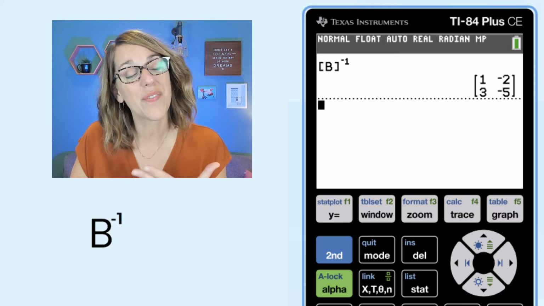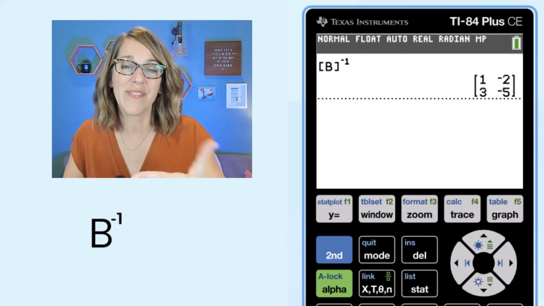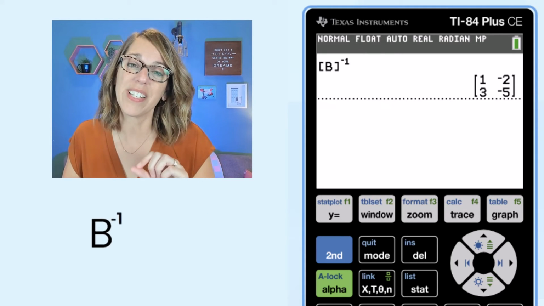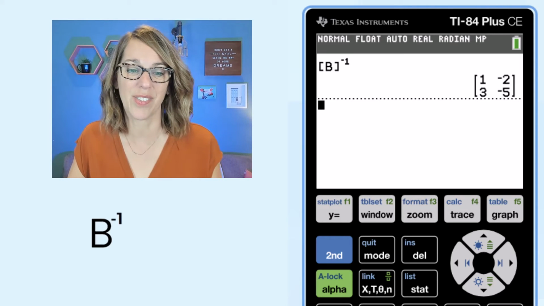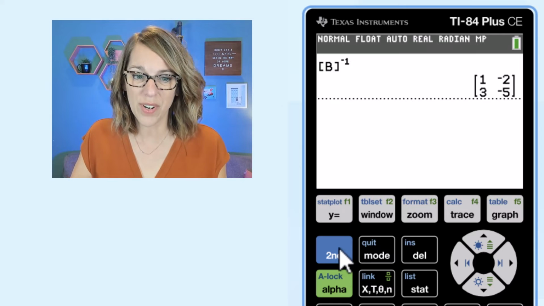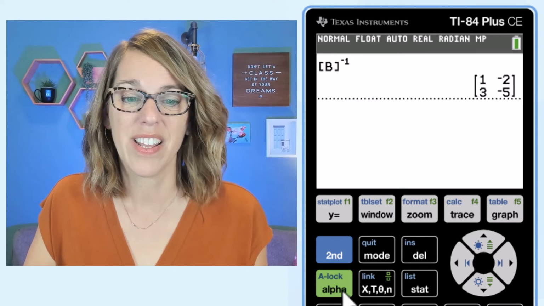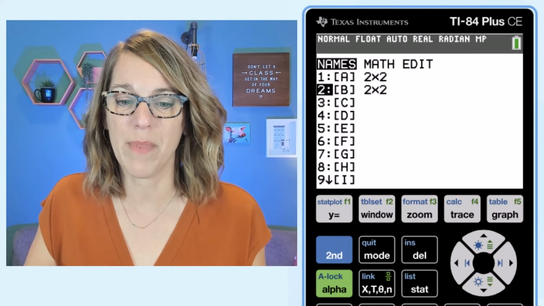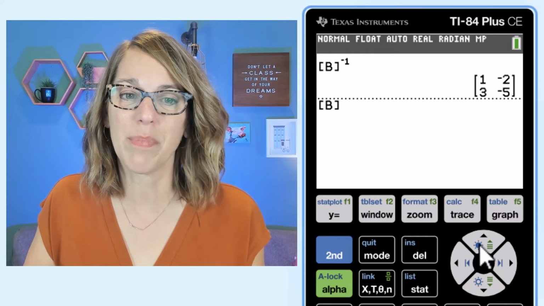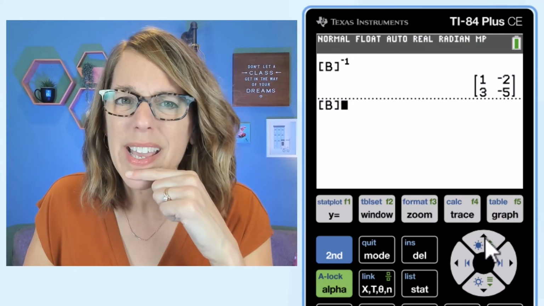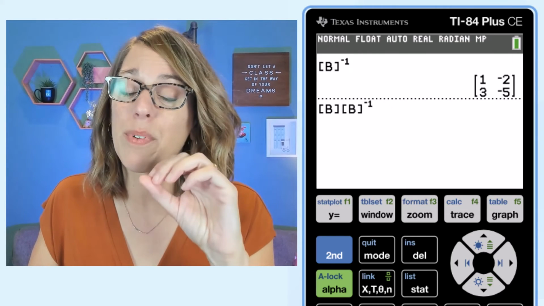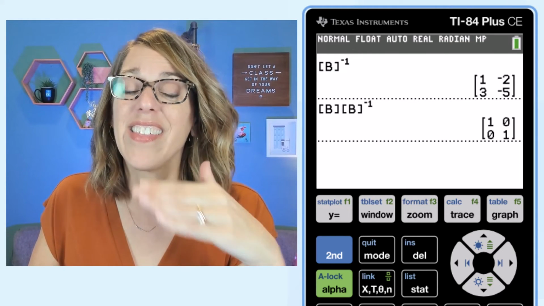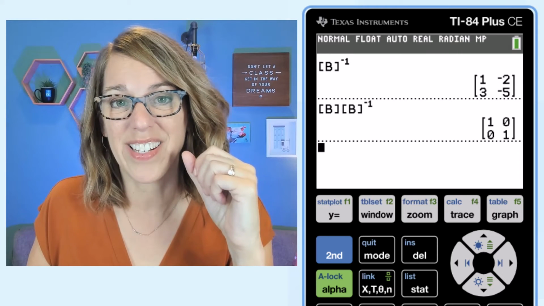Now, if I wanted to confirm that this actually was the inverse, B times this inverse needs to give me the identity matrix back. 1's in the diagonal, 0's everywhere else. And I can confirm that by doing matrix multiplication. So second matrix to grab matrix B, and I want to multiply it by B inverse. I'm going to arrow up to grab B inverse and then hit enter to bring it down on my line, and then I get the 2x2 identity matrix.